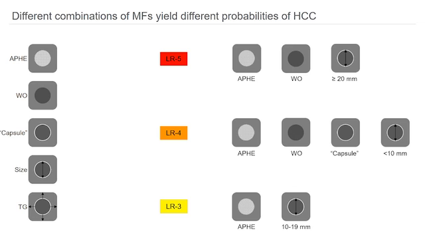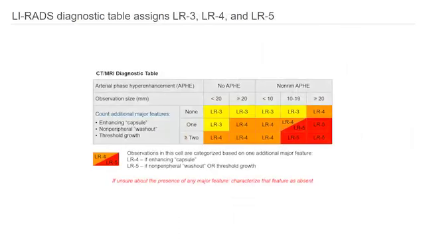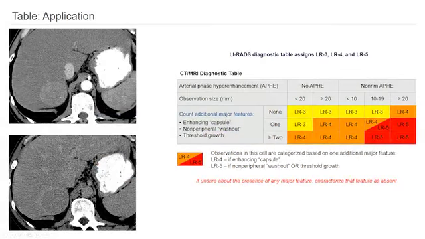So now that we went through this, we can figure out how we can put these combinations together and figure out what the probabilities and categories should be. And this is where we use the diagnostic table. Let's take a look at how we're going to apply it. This is the observation on arterial phase and portal venous phase images. The first thing we look at is whether or not there's arterial phase hyperenhancement. In this lesion, we clearly have arterial phase hyperenhancement, and therefore we select the right-hand side part of the table.